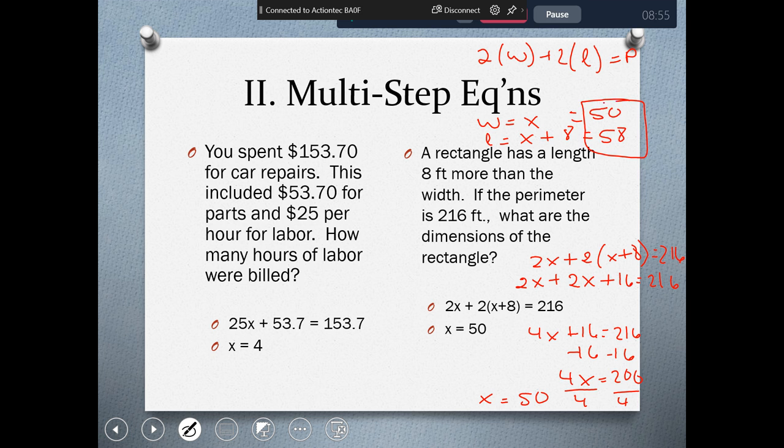So you need to give me both answers, 50 and 58. If you do not give me both answers, you're going to lose points. And you need to tell me which one is which. The width is 50 and the length is 58.